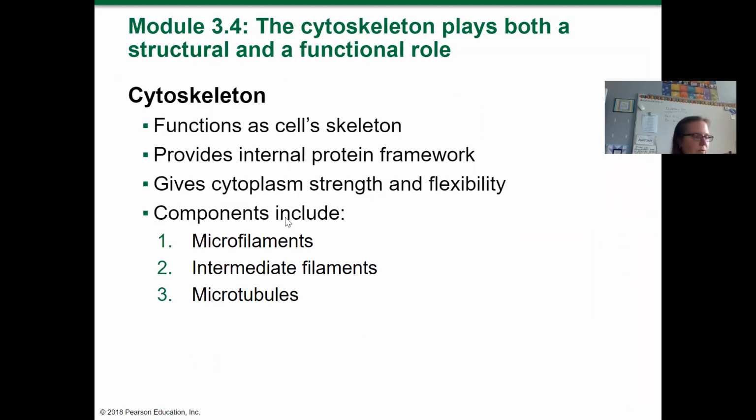Let's go on to the next section, which was about the cytoskeleton. The cytoskeleton is just kind of like it sounds, the cell skeleton. It provides an internal framework. And it gives the cytoplasm some strength, but also some flexibility. Some of these cells have to be odd shapes, so the cytoskeleton helps with that. And it's composed of microfilaments, intermediate filaments, and microtubules.